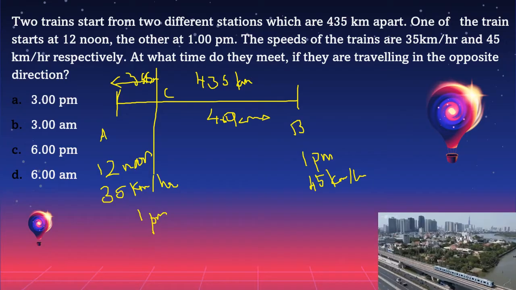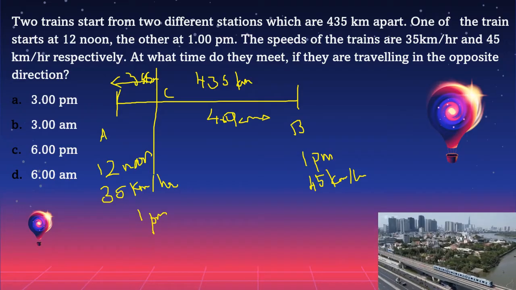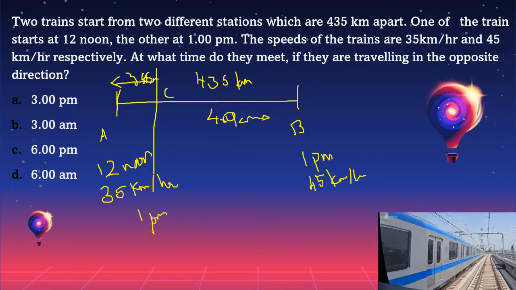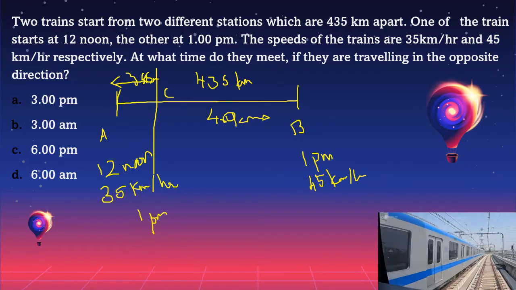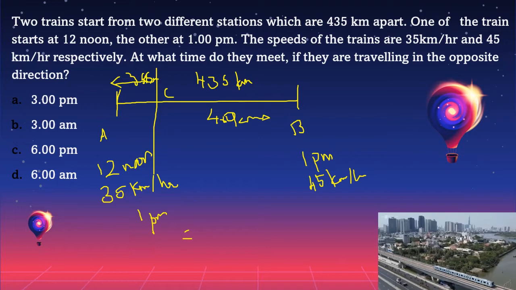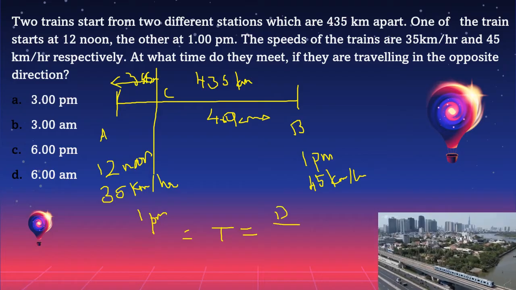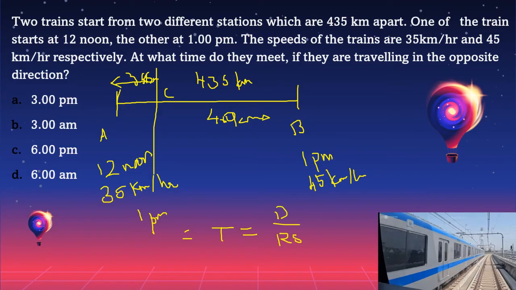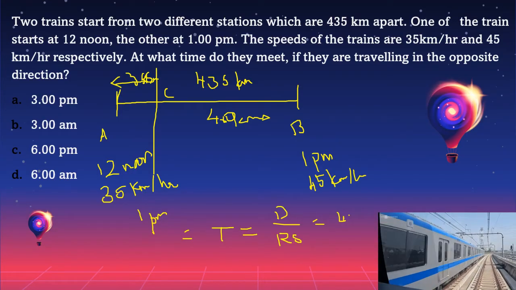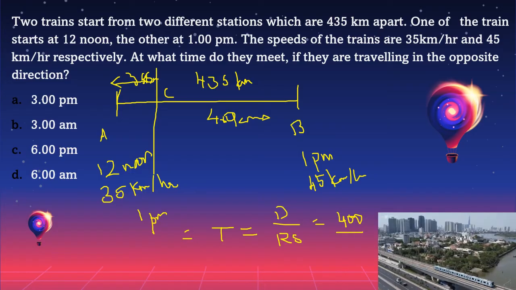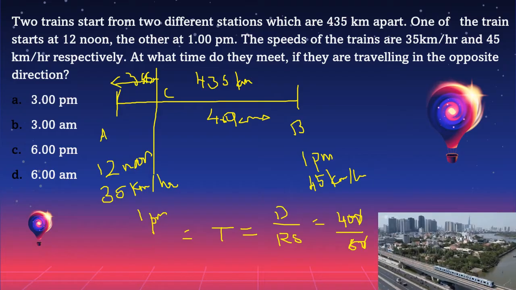And this one starts at 1, and this also starts at 1. So now you can easily say that this starts at 1 p.m. and this also starts at 1 p.m., and this is traveling at a speed of 35 and this is traveling at a speed of 45. So the time taken for both the trains to meet is nothing else but the distance divided by their relative speed. Since they are traveling in the opposite direction, the relative speed is the sum of both the speeds. So the distance between them is 400 divided by 35 plus 45, which is 80. So you calculate and say that the time is 5 hours.